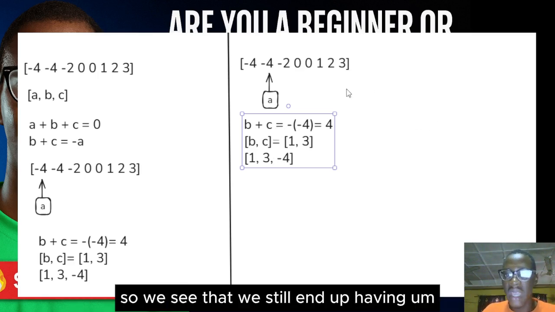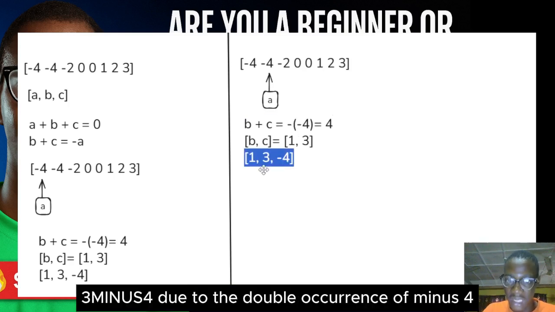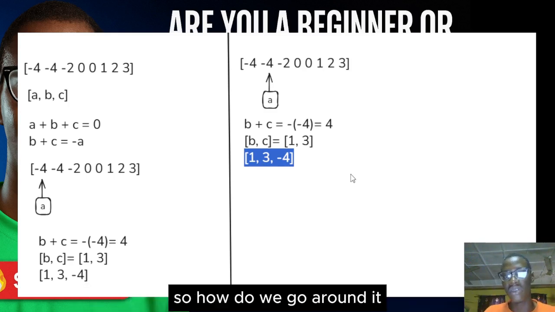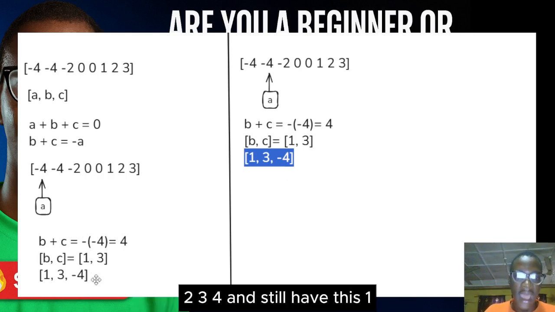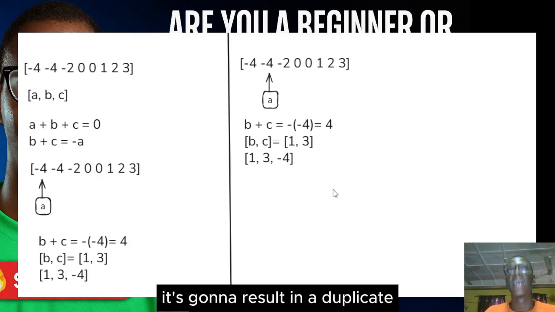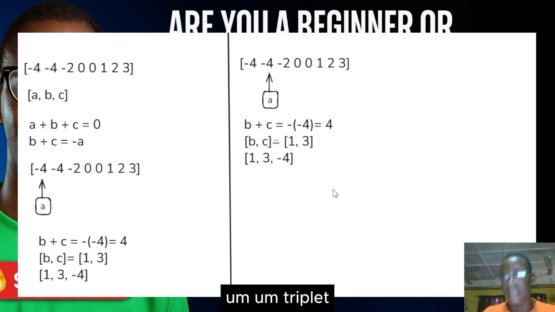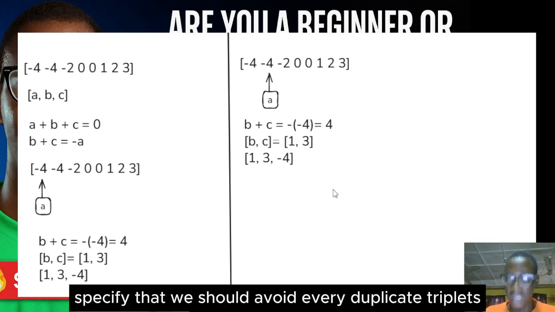So we see that we still end up having another set of triplets, 1, 3, -4, due to the double occurrence of -4. So how do we go around it? Because we don't want to add this 1, 2, 3, 4 and still add this 1, 2, 3, 4 again. It's going to result in duplicate triplets, and the problem actually specifies that we should avoid every duplicate triplet.